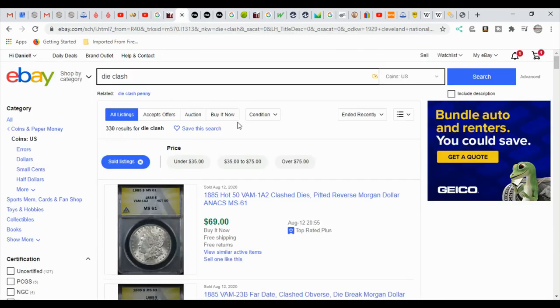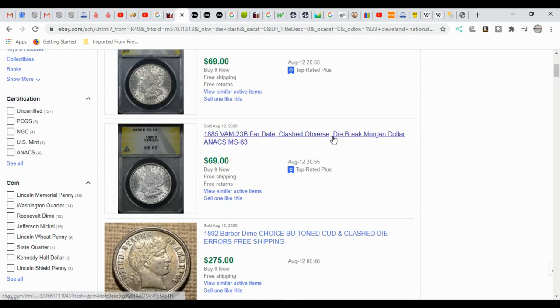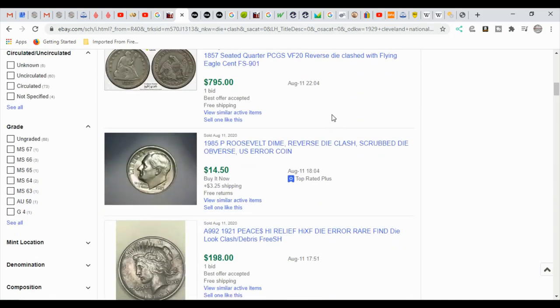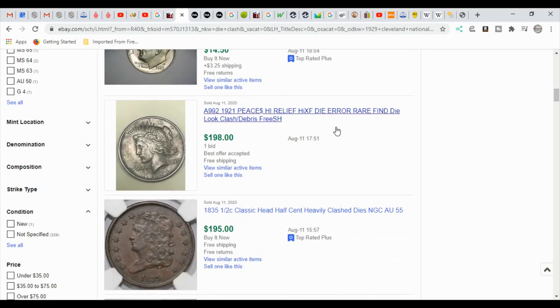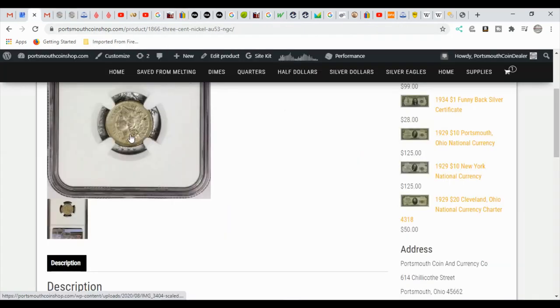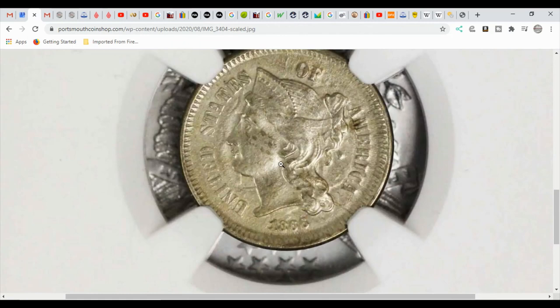One of the things you can do is type in die clash on eBay or your favorite place to buy coins online, whatever it might be, and you'll see most coins that have die clashes like that are just basically worth whatever their grade is. They're really not worth a whole lot more. They're interesting. I think I even have one up on my website. And here's the 3 cent. It's not even noted on the holder because it's so common to see coins with clash marks like these that you just don't pay much attention to them, especially the older coins.